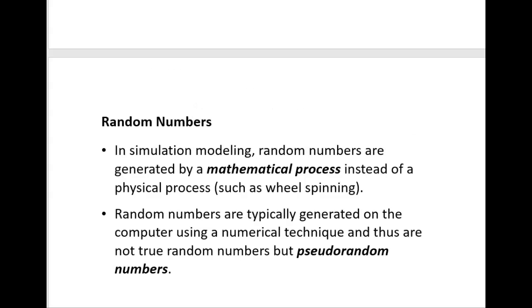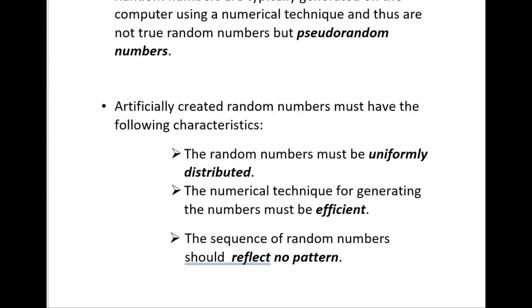So when we say random numbers, in simulation modeling, random numbers are generated by a mathematical process instead of a physical process. These random numbers are typically generated on the computer using a numerical technique, and therefore they are not true random numbers. By saying that, it means that they are uniformly distributed, and the numerical technique to generate these random numbers must be efficient, and the sequence of random numbers should reflect no pattern.